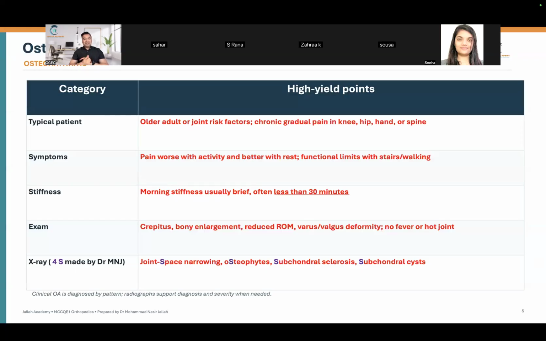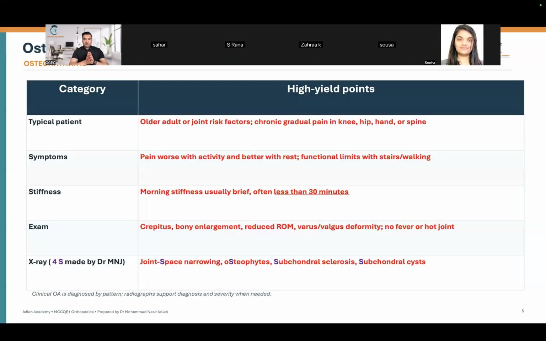The symptom: the pain worsens with activity and is better with rest, but there are functional limits with stairs and walking. The patient has stiffness, but this stiffness is different from rheumatoid arthritis. It is less than rheumatoid arthritis. It is less than 30 minutes.